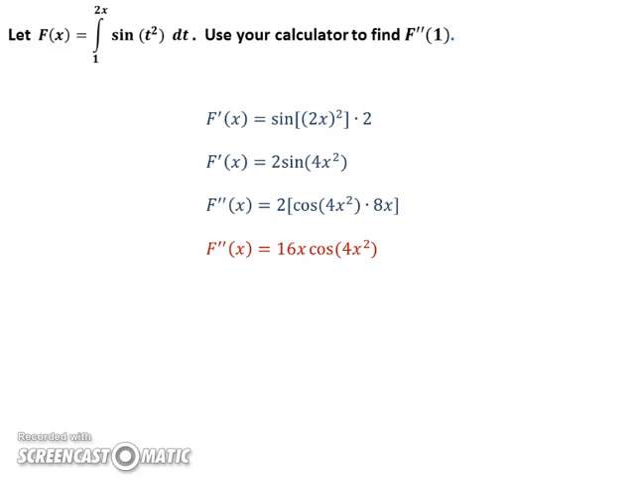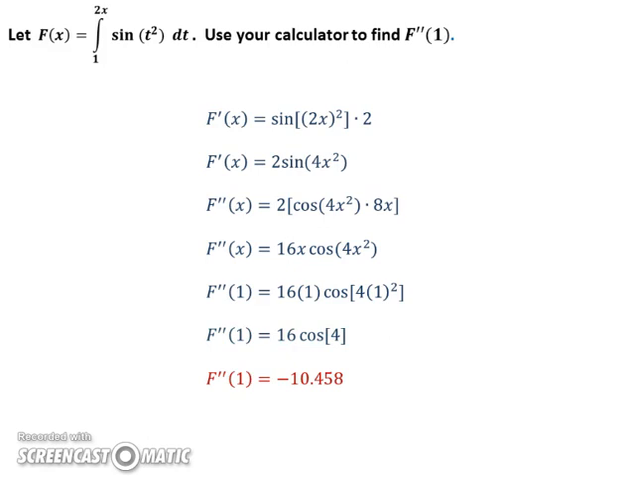And that's really it. You just need to plug in 1 right now. So 16 times 1, and then the cosine of 4 times 1 squared. So we end up with 16 times the cosine of 4. We need a calculator for this. And that's it.